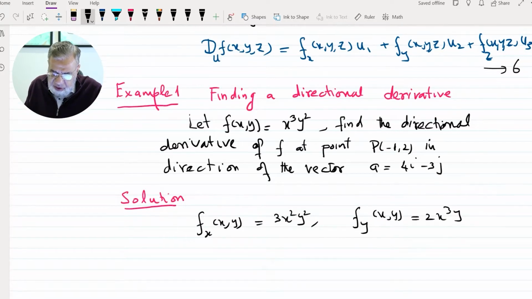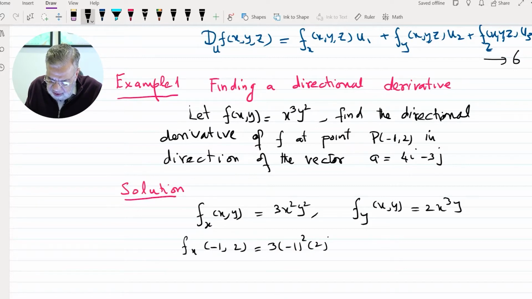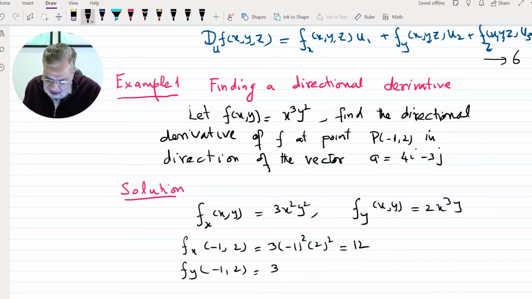I want to find the values at the point (-1, 2). f of x at the point x equal to -1, y equal to 2, I get 3 times (-1) squared times 2 squared. The (-1) squared is equal to 1 and 2 squared is 4. 4 times 3 is 12. Then I find f of y at the point (-1, 2), again 2 times (-1) to the power 3 and y is 2. So that gives me -4.